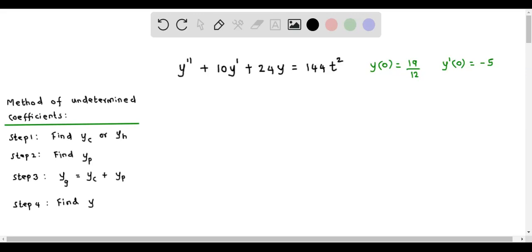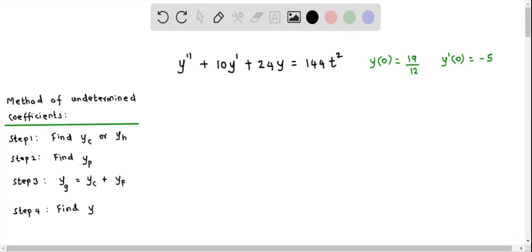Let's solve this initial value problem. Here we have the equation y double prime plus 10y prime plus 24y equals 144t squared. And we are given the initial conditions y of 0 equals 19 over 12 and y prime of 0 equals negative 5. I'm going to solve this initial value problem by the method of undetermined coefficients.